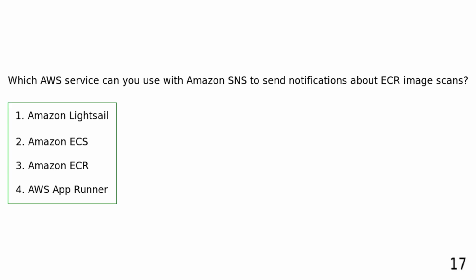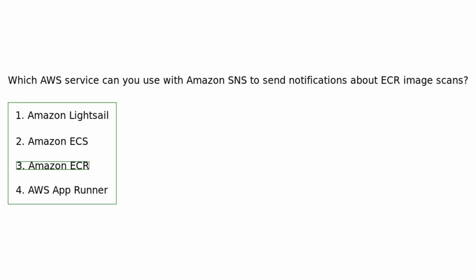Which AWS service can you use with Amazon SNS to send notifications about ECR image scans? Amazon Lightsail, Amazon ECS, Amazon ECR, AWS App Runner. Amazon ECR can be configured to send notifications through Amazon SNS when it completes a vulnerability scan on a container image, providing security insights.